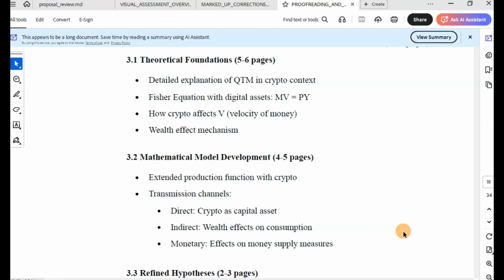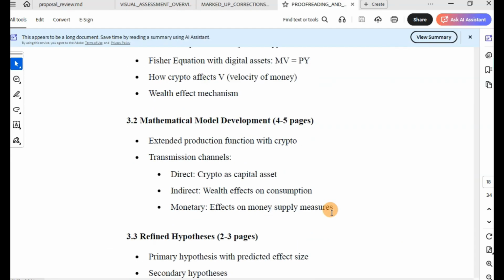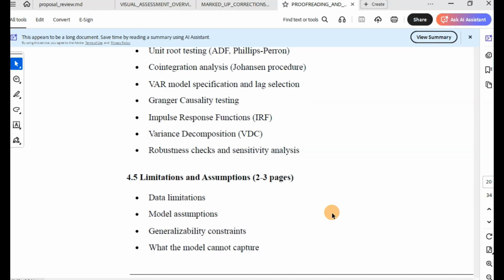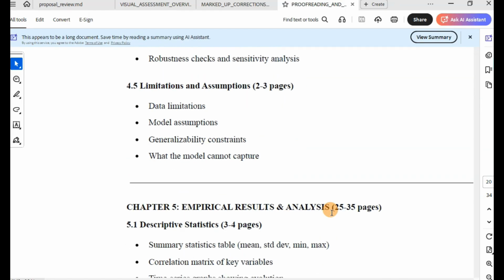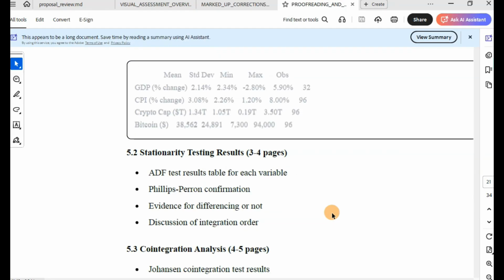Let us see the mathematics. Chapter 4. Let me bring the PPT for you to see what is happening.